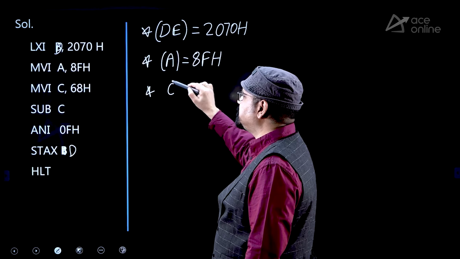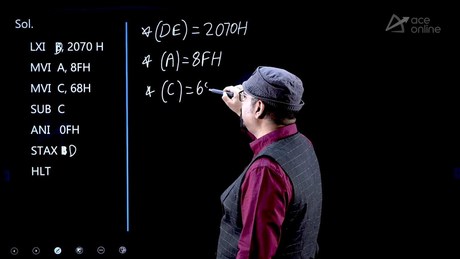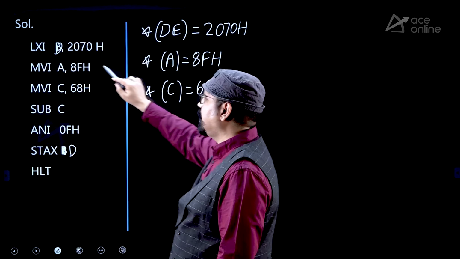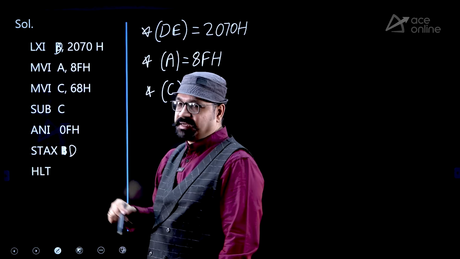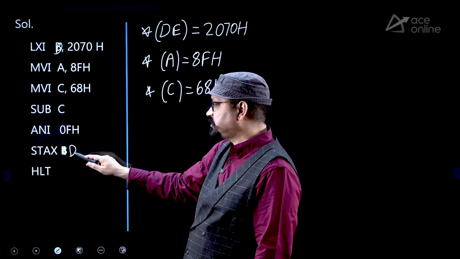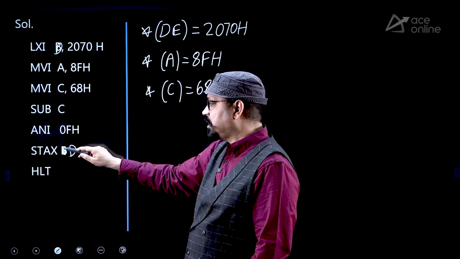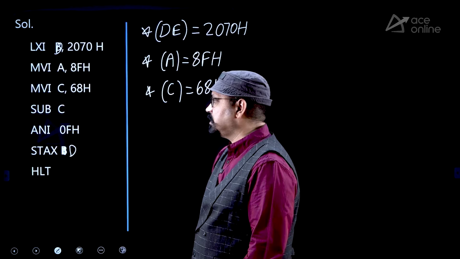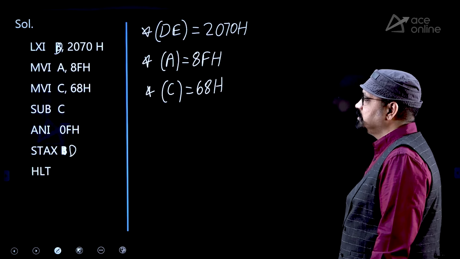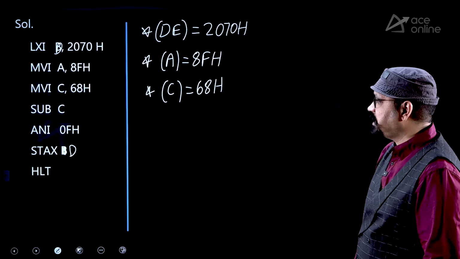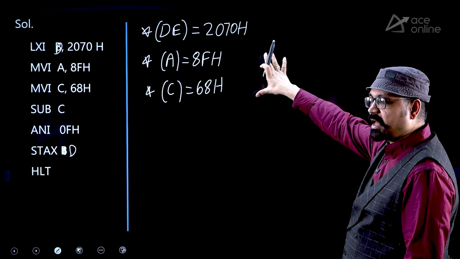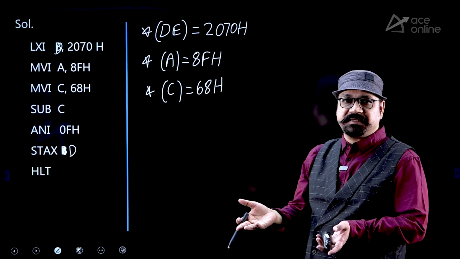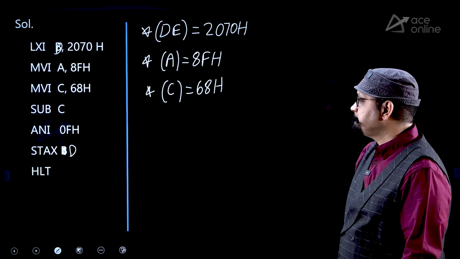MVI C, 68 hexa. This is what I am saying. If I keep this as the BC pair initialized with 2070, now we are again changing it. That is not the correct way, because finally this address will not be matching. This is basically a typing mistake. I got it corrected. So C is initialized with 68 hexa. These are the 3 initializations. In any program, registers are to be initialized, so initialize them. Then what?